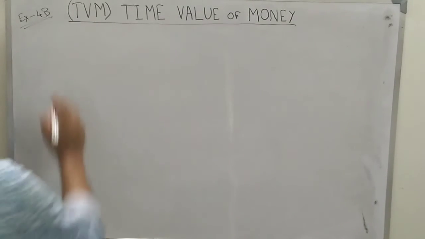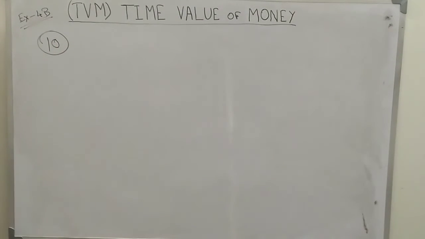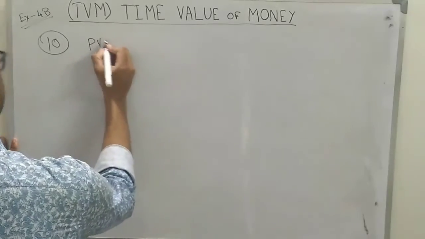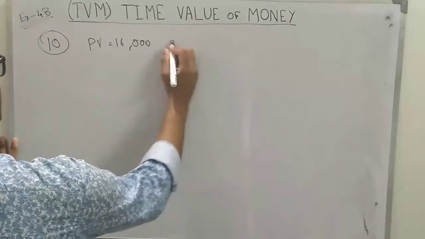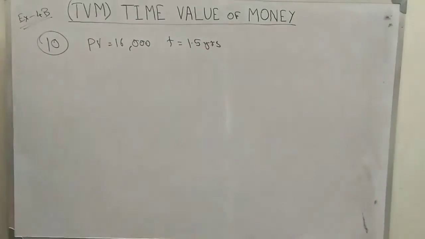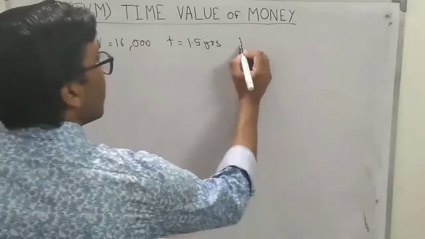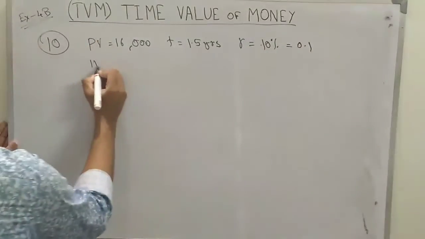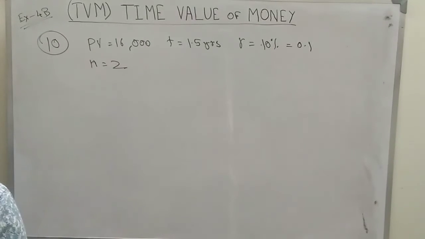Now question number 10. In question number 10, it is said the compound interest on rupees 16,000 for 1.5 years. That means this is the present value of rupees 16,000, T is given as 1.5 years at 10% per annum, which is 0.1, payable half yearly. That means it is compounded twice, then the value of N will be equal to 2.